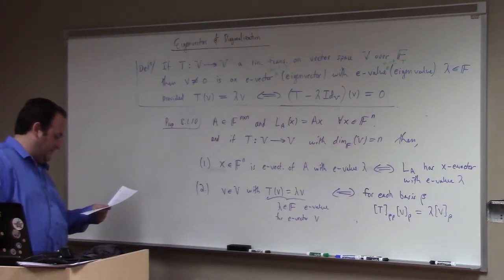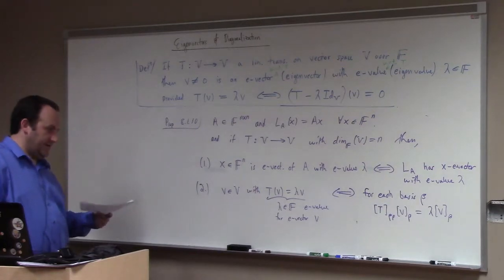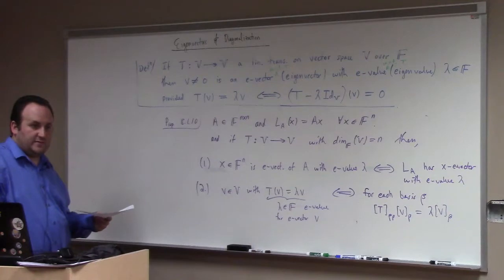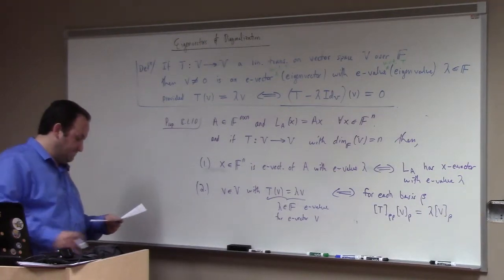In other words, you can find eigenvectors for a linear transformation by studying the matrix of that transformation with respect to any old basis. So if we can learn how to find eigenvectors for a matrix, then we can correspondingly find the eigenvectors for the linear transformation, because of the natural interplay between coordinate vectors and the abstract vectors that they correspond to. Okay.